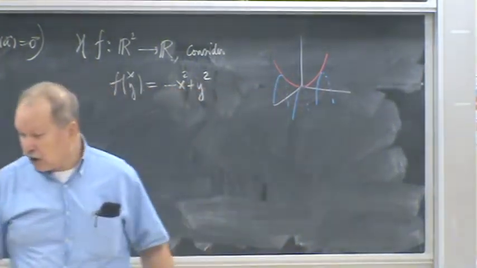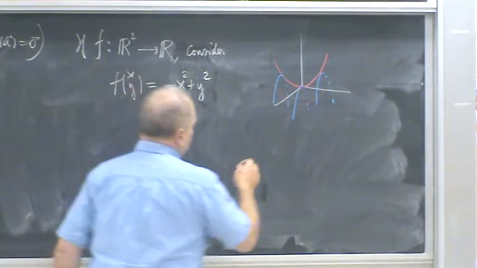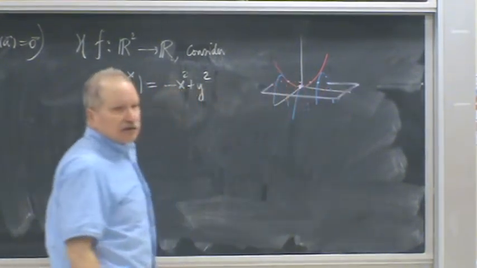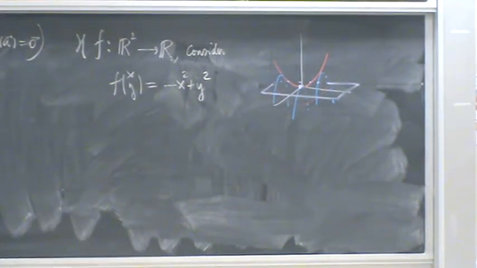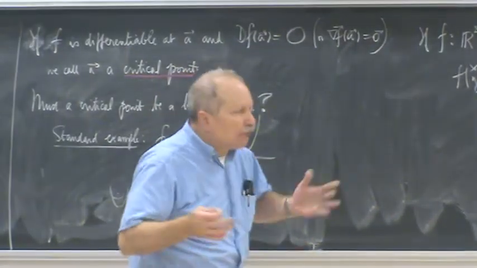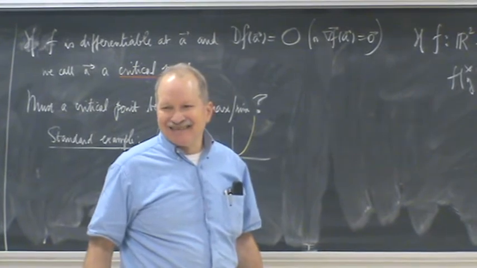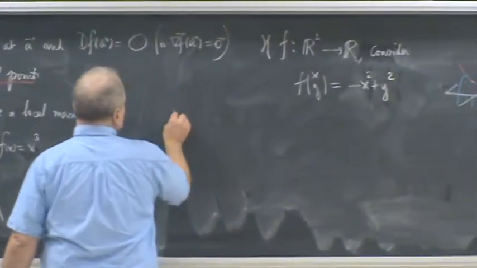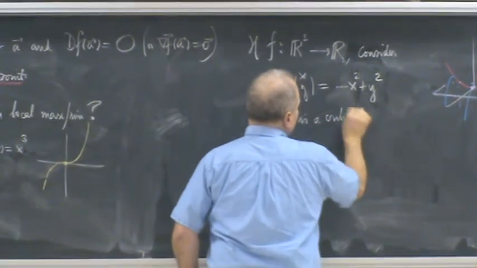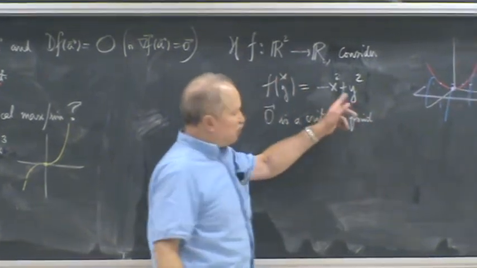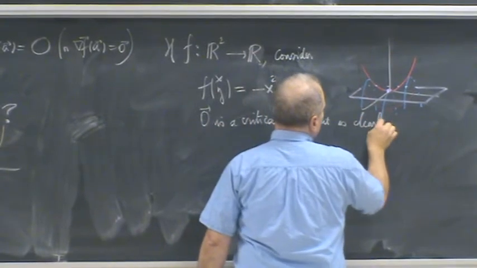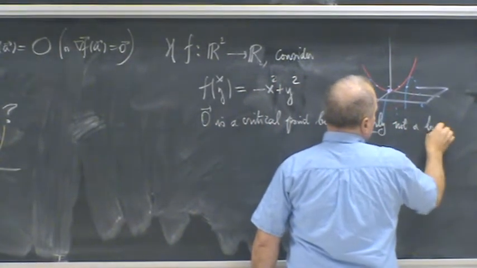So at the origin, in fact, both partials are 0. The tangent plane at the origin is flat, but it's certainly not a max or a min. Why? Because in one direction it's going up, and in the other it's going down. So 0 is a critical point. As you can check, both partials are 0 at the origin, but it is clearly not a local max or a local min.